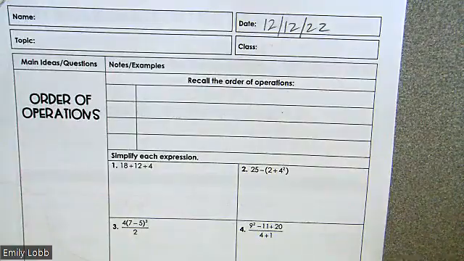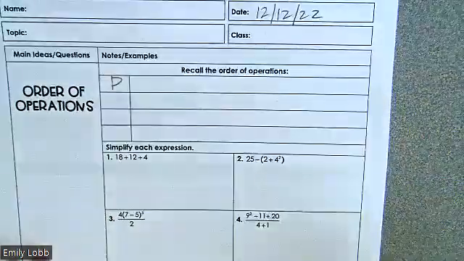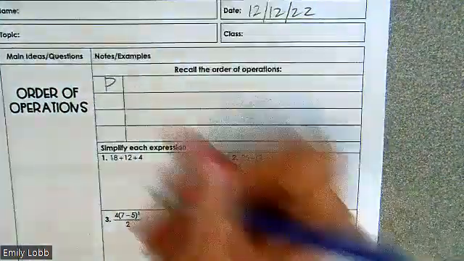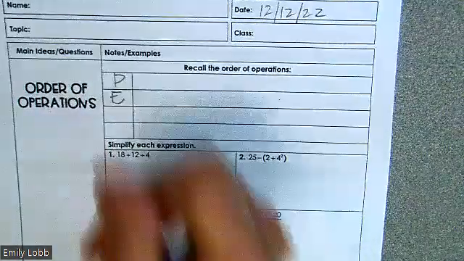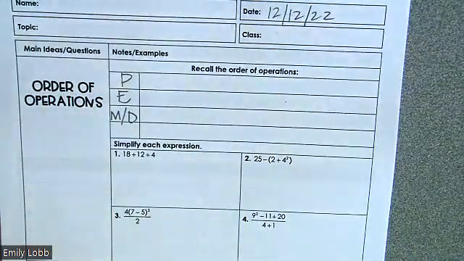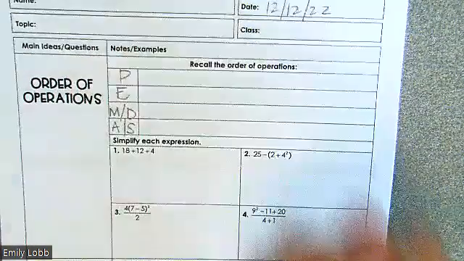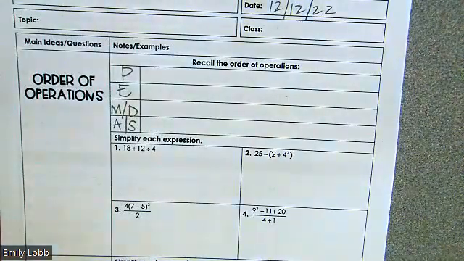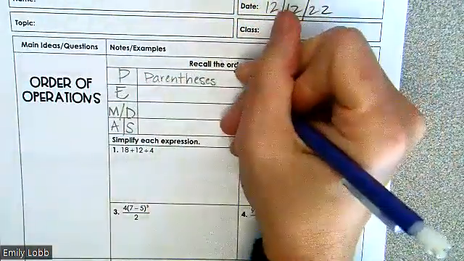First, we're going to recall our order of operations. Please. I'm going to put a P right there. Excuse. I'm going to put an E right there. My dear. I'm writing M/D right here. Aunt Sally. A/S. Now, this P stands for parentheses, but it may mean any grouping symbol.